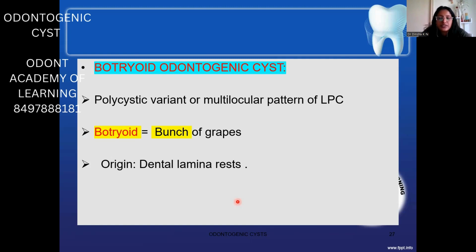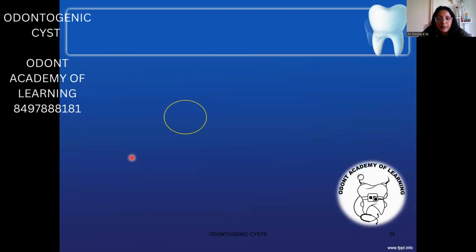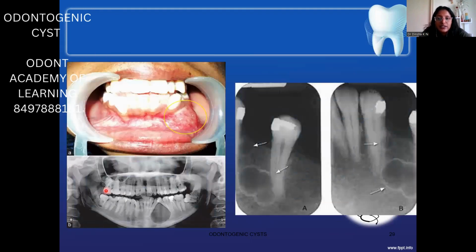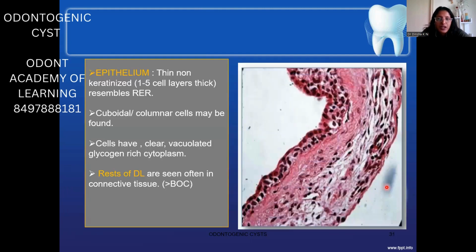This also originates from the rest of dental lamina cells. This is how it appears, a cluster of grape-like appearance. Again, common location is the mandibular bicuspids. You can see the radiolucency and some multicystic variants. This is also more common in adults and again males, more in mandibular canines, bicuspids or incisors. Radiographically, a radiolucent lesion which is more than 1 centimeter present on the lateral surface, mostly in multilocular appearances.